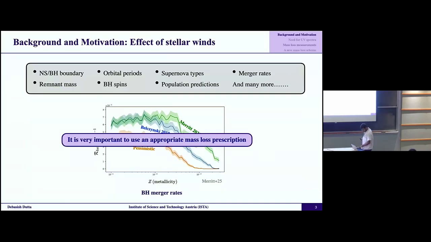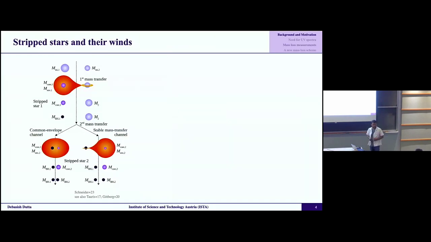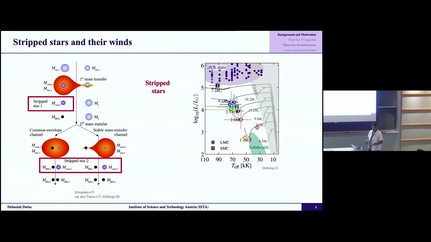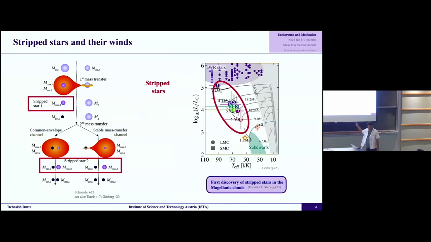With this, I'd like to move on from this broad picture of stellar winds to the specific stars that I'm working on. Here is a schematic of how two stars in a binary system can evolve towards forming binary black holes. During this evolution, they can interact, which can strip off the outer envelope and form what we call stripped stars. Although these stripped stars have been theorized for quite some time, we have only observed them very recently in the Magellanic Clouds. Since we didn't have observations of these stars, we didn't know what their winds look like, so the winds of the stars are very uncertain.